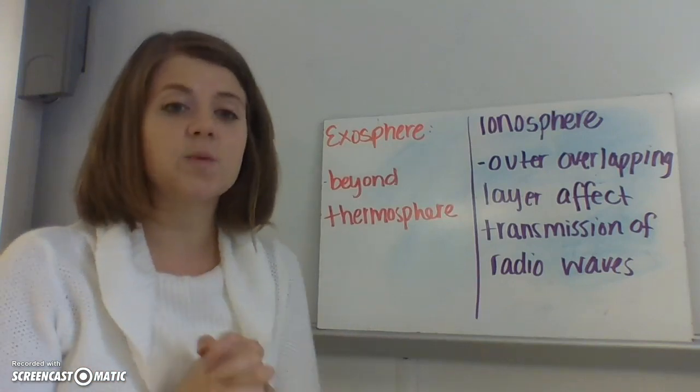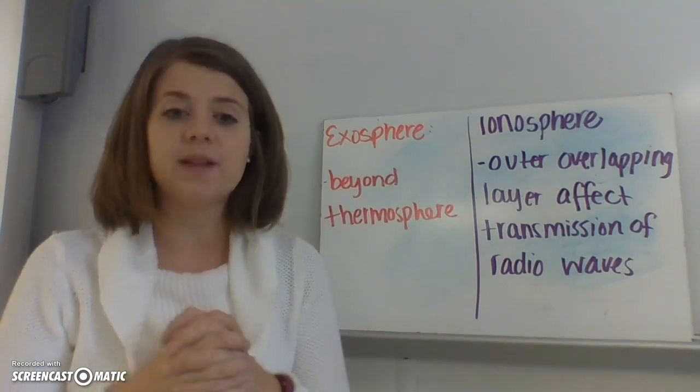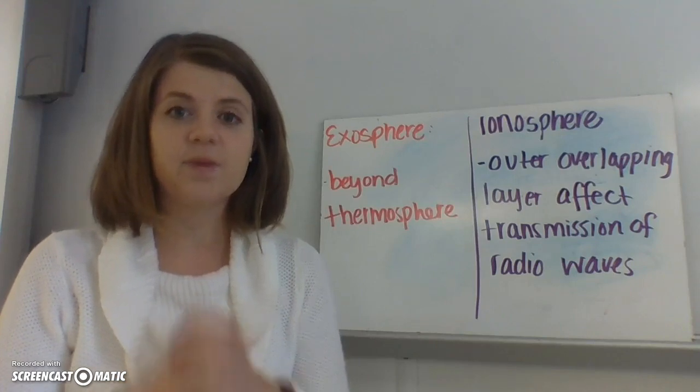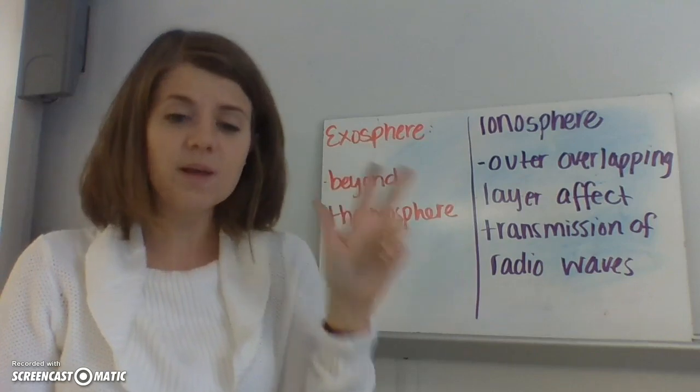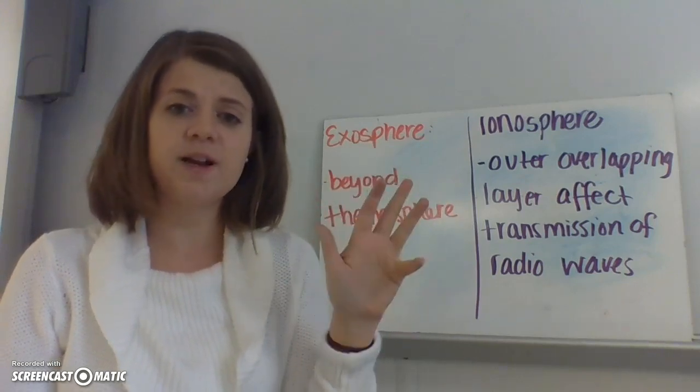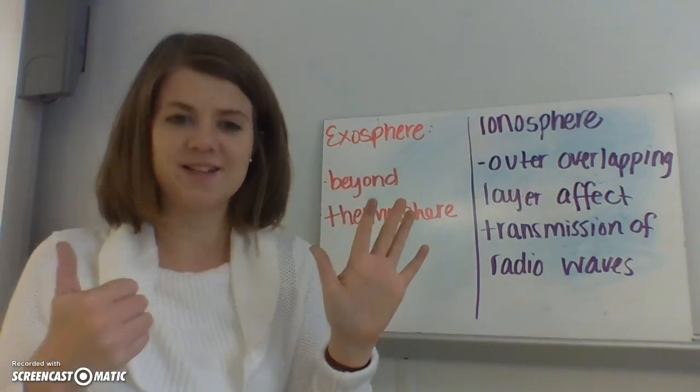So let's review. What are our different layers of the atmosphere? Troposphere, stratosphere, mesosphere, thermosphere, exosphere, and ionosphere.